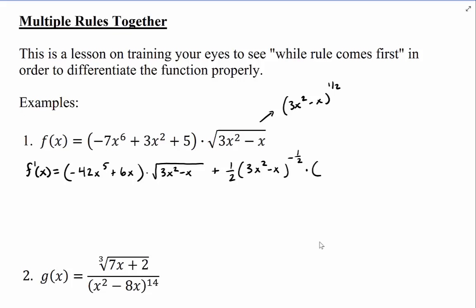I then multiply that by the derivative of the inside function, and then the product rule says to multiply the derivative of the second by the first function untouched. And obviously we would not simplify that. There's no point to it.